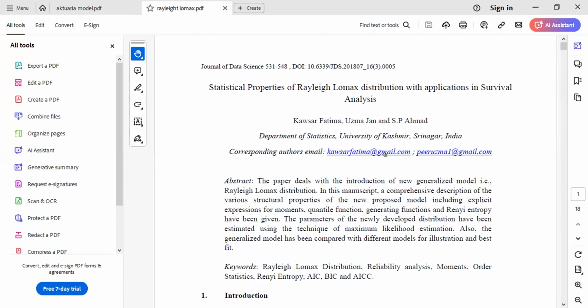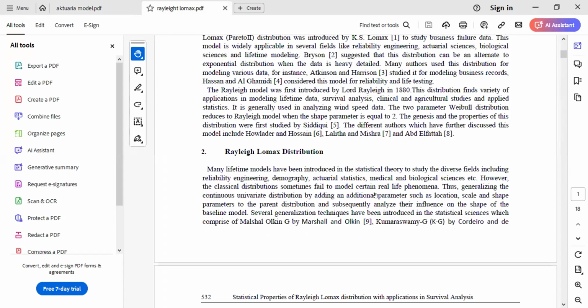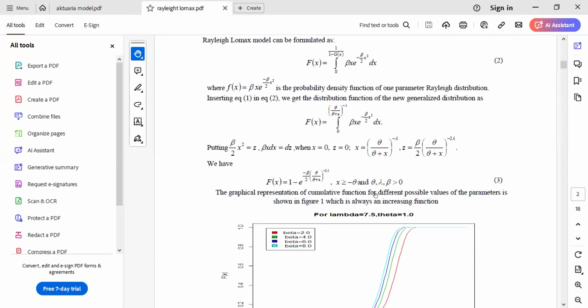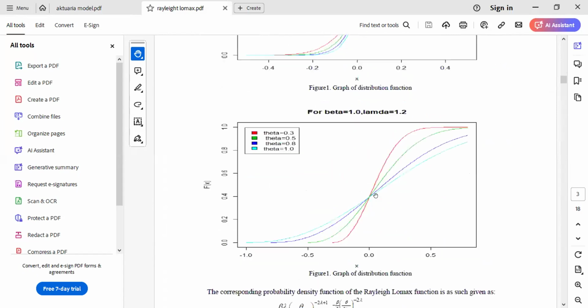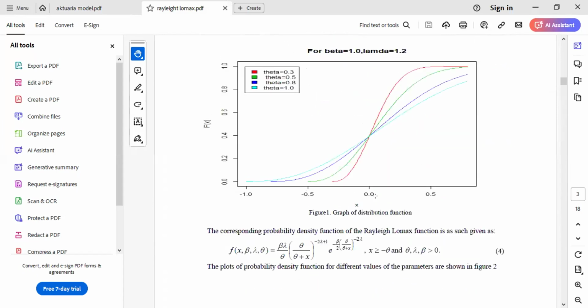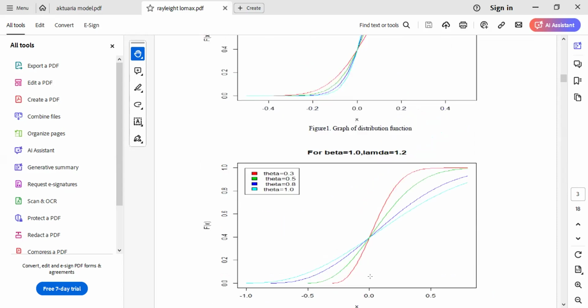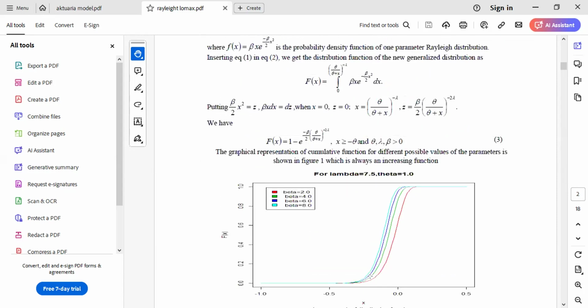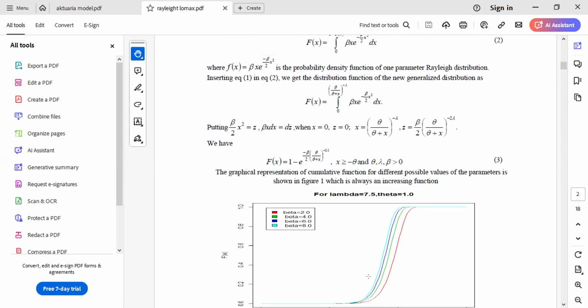Okay, in this research article, we can find the density function, like in equation 4. This is the density function, with 3 parameters: beta, lambda, and theta. And then, of course, we can find the cumulative distribution function like in equation 3.